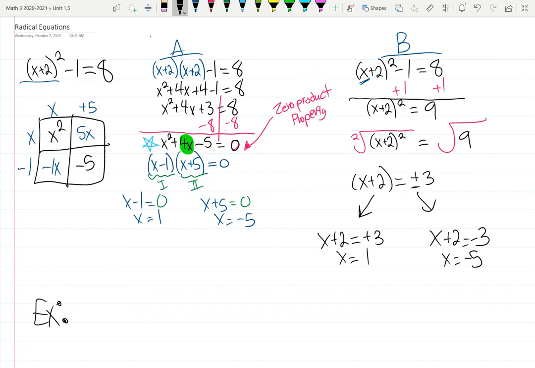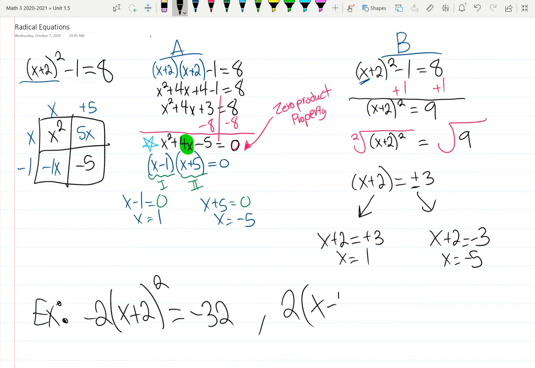these two problems. I would try −2(x + 2)² = −32. And then the second one I would like you to try is 2(x − 1)² + 1 = 19.